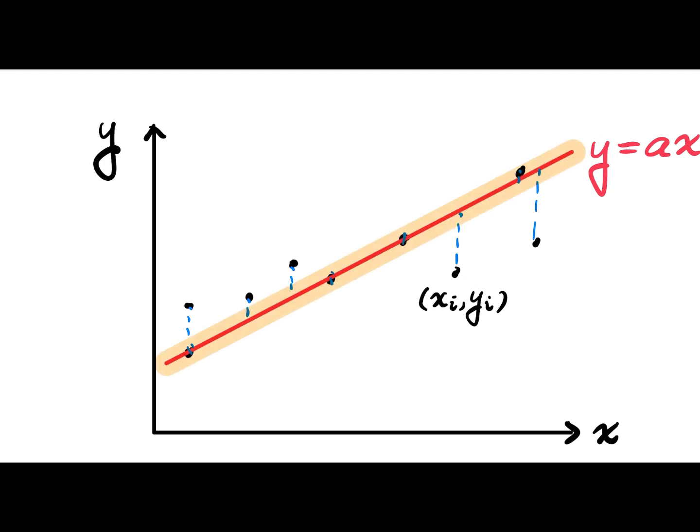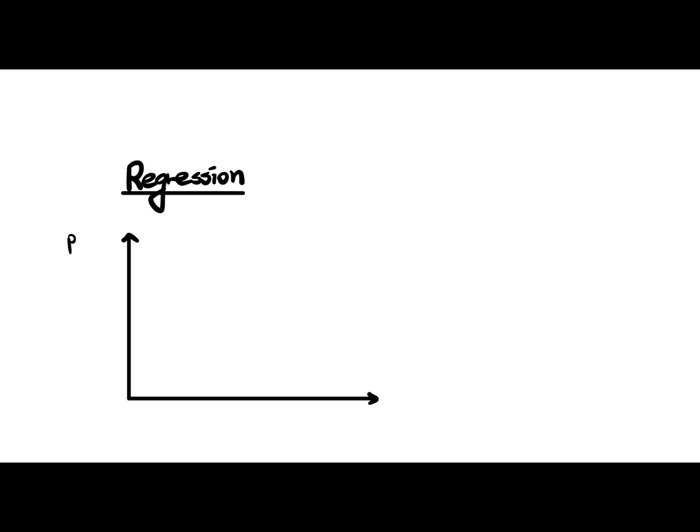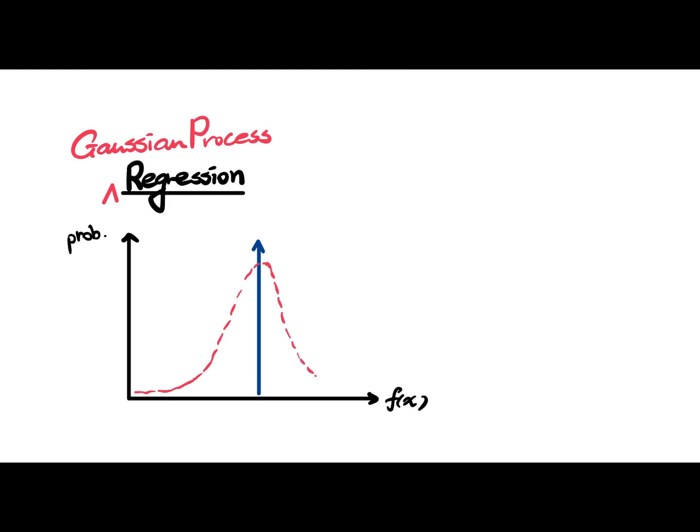However, this analysis doesn't give us any information on our uncertainty of the estimates obtained. The Gaussian process regression aims to solve exactly this. Besides giving us a regression curve, it also provides us with the variance of each estimate. To put it another way, the usual regression techniques give us f of x, a deterministic value, while Gaussian process regression gives us a distribution over all the possible values of f of x.